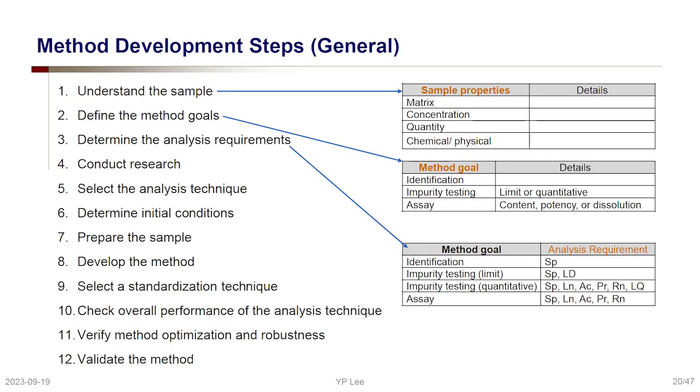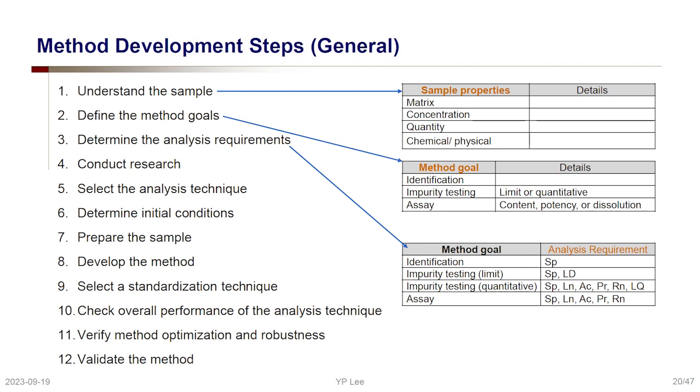This is the schema of the method development steps, starting from 1 to 12 steps. We need to build the understanding of the sample. And at the end of the process, the method needs to be validated. In all of these steps, ICH guideline Q14 encompasses the first or the early part of these steps.